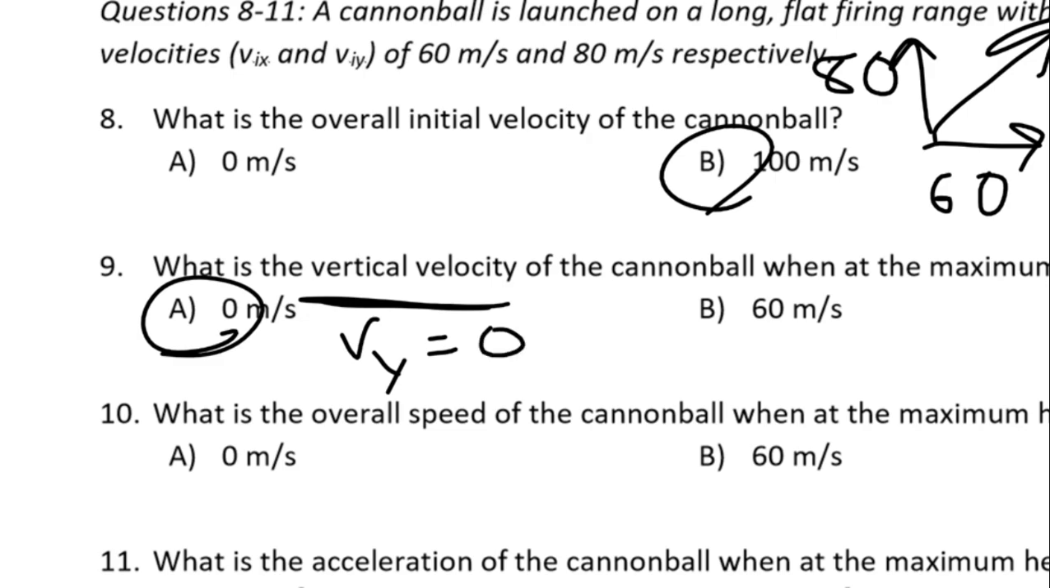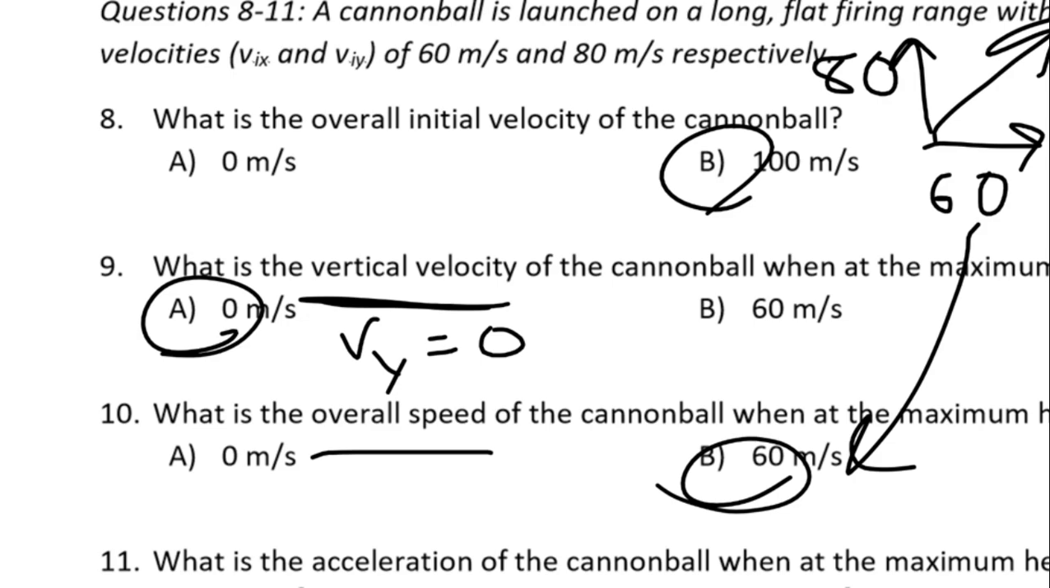But the overall speed at the max height, so this 80 component went to 0. So this part here goes to 0. All that's left is the 60. And so that means that my overall speed when I reach the top is just the horizontal motion, the 60.